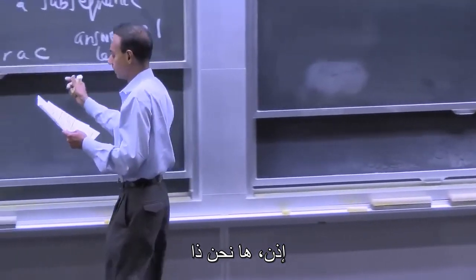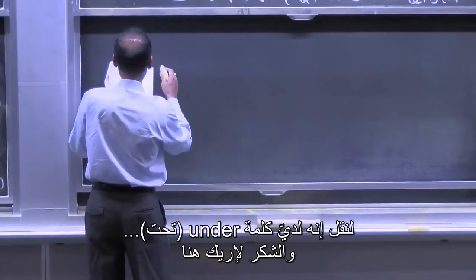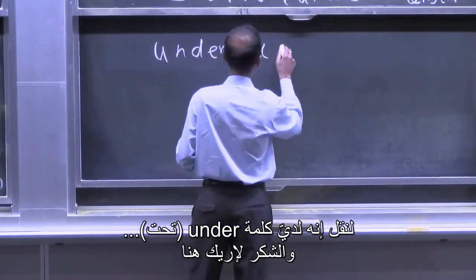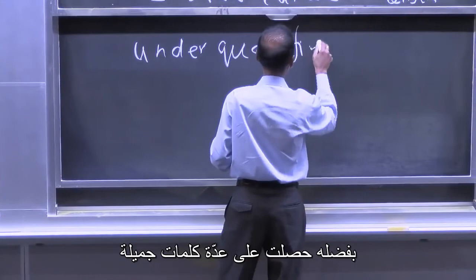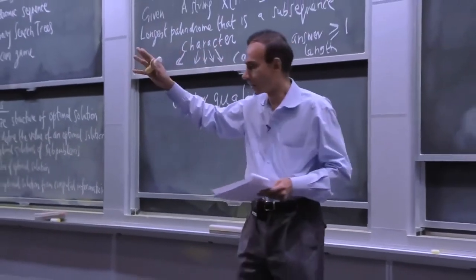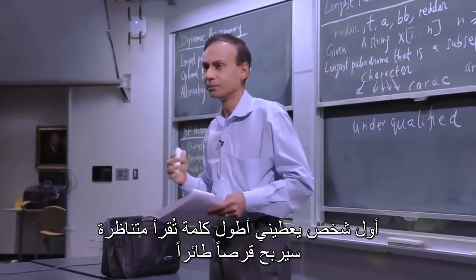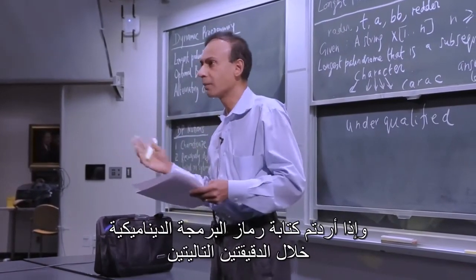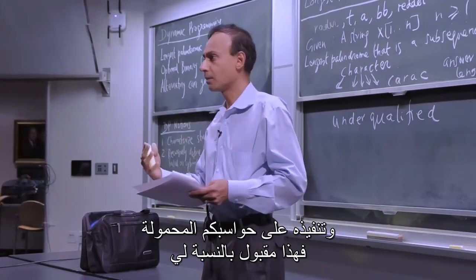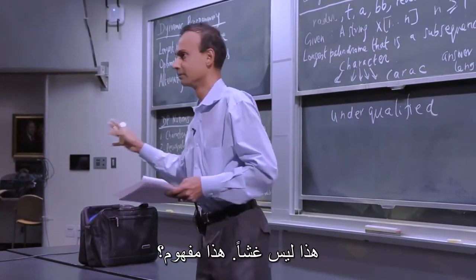So here we go. Let's say I have, and this is thanks to Eric here, got a couple of nice words, underqualified. The person who gets me the longest palindrome wins a Frisbee. And if you want to code dynamic programming in the next 2 minutes and run it on your laptops, that's perfectly fine with me. That's not cheating, okay?